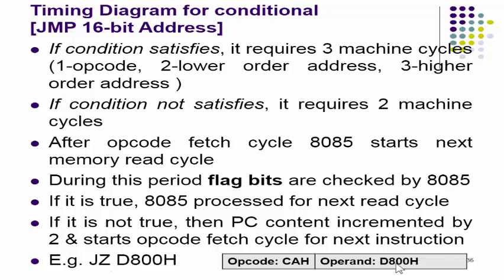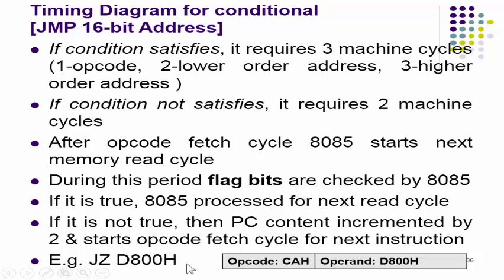So if we put this JZ instruction in the instruction format of 8085, in the opcode field you will find the opcode for this JZ instruction, that is CA hex. CA is the opcode for the JZ instruction, and in the operand field you will find D800. So the size of the instruction is 3 bytes: 1 byte opcode and another 2 bytes for the operand, that is lower order address 00 and higher order address D8. So the total size of the instruction is 3 bytes.